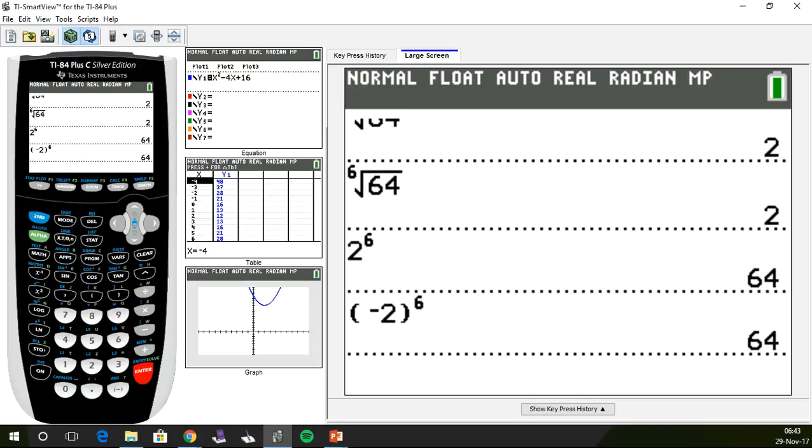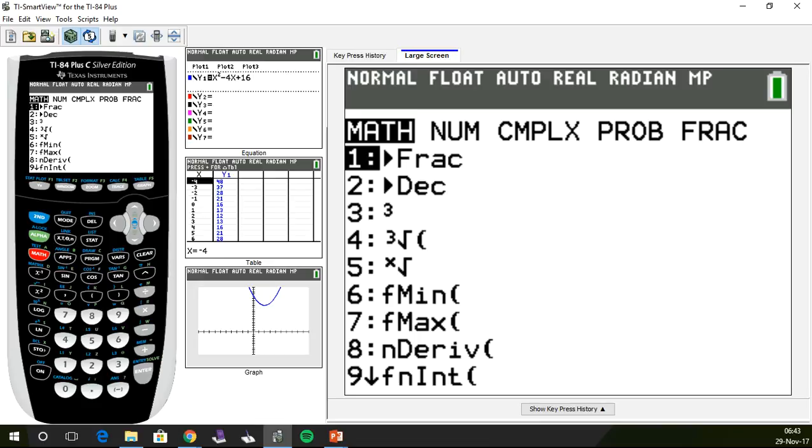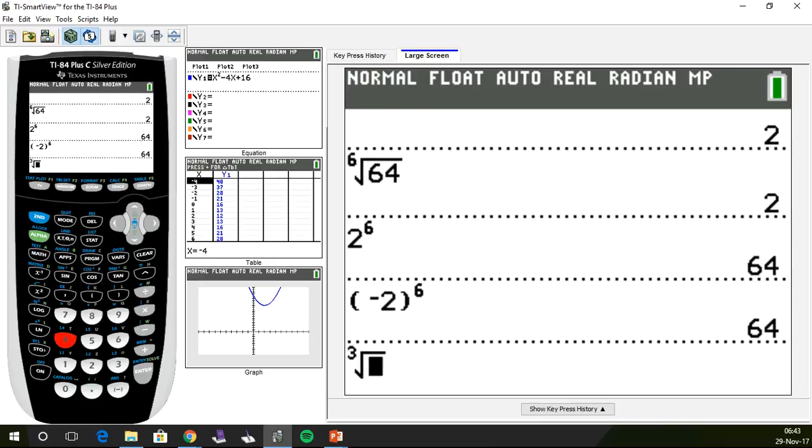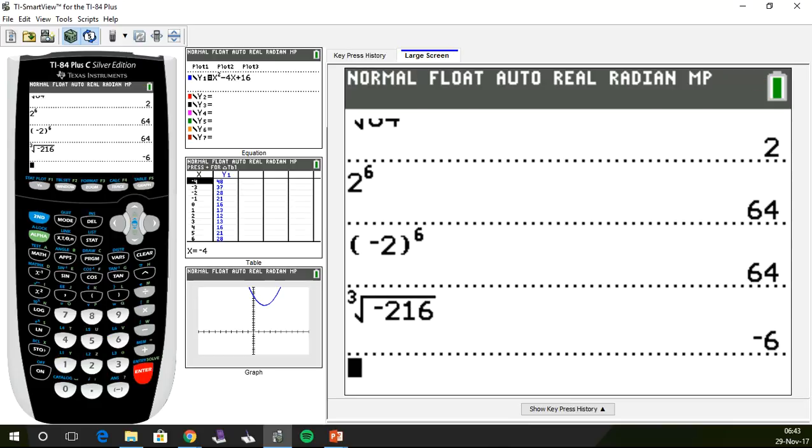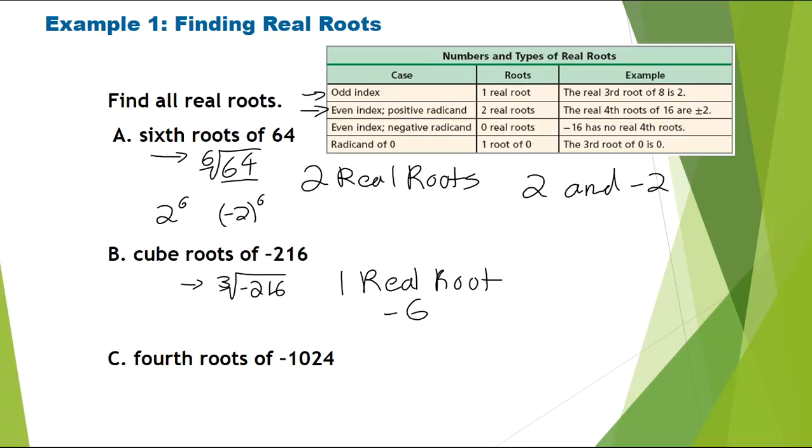So if we do, let's go to the math button. We can hit the cube root, which is the fourth option, negative 216. I think it was what it was. Yeah, we get negative 6. So it's not positive 6 and negative 6, it's just negative 6. So you can try that as well.